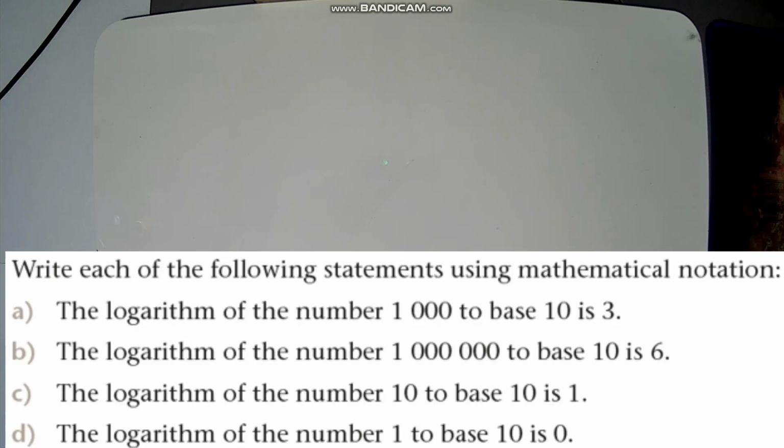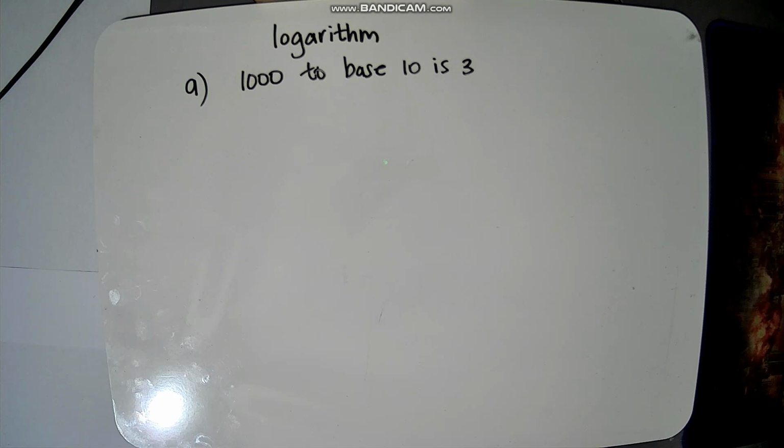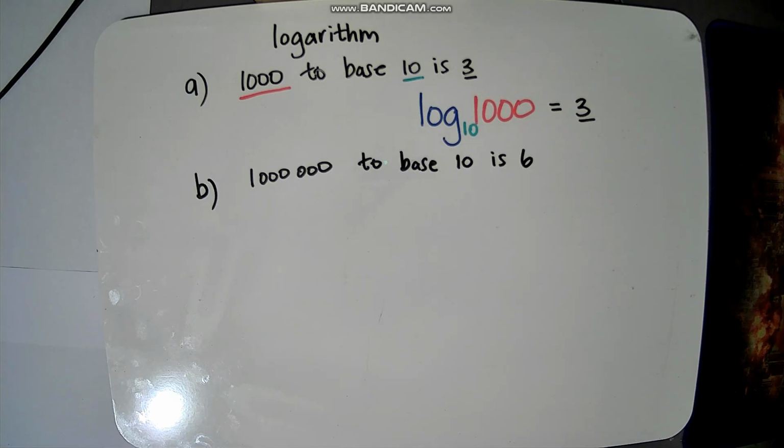You can write down the following questions. We are going to do those. Pause the video, write the questions. Let's go. The first one, the logarithm of 1000 to base 10 is 3. See if you can rearrange it. The logarithm of 1000 to base 10 is equal to 3. The logarithm of 1 million to base 10 is 6. Log base 10, 1 million, is equal to 6. The other two you can solve using the same ideas.